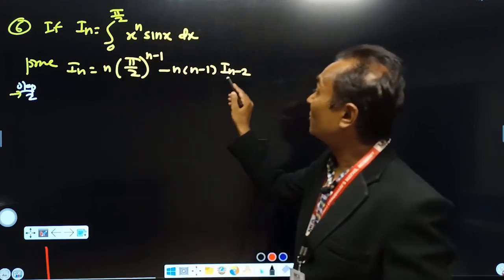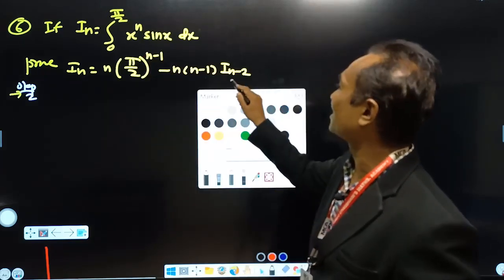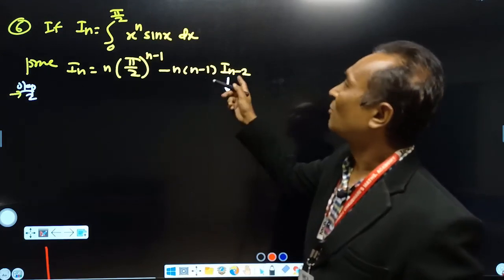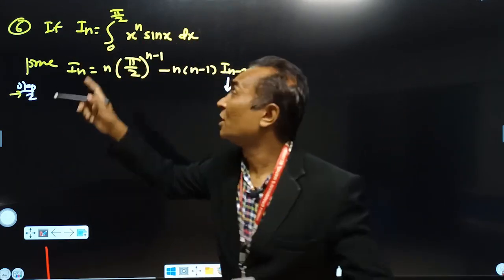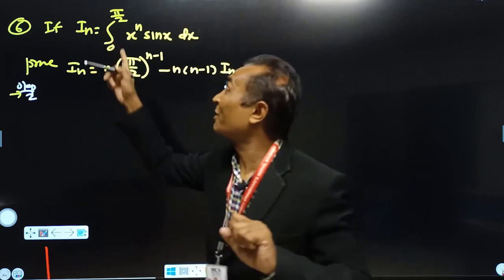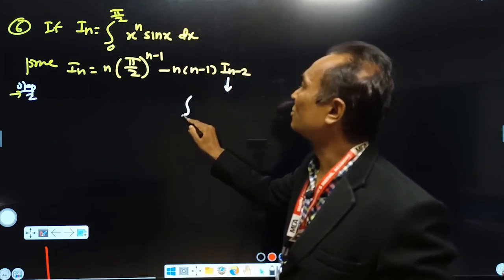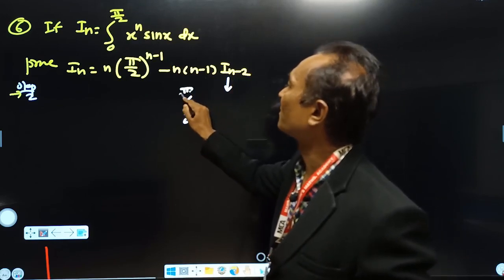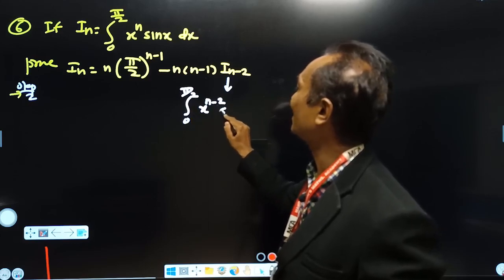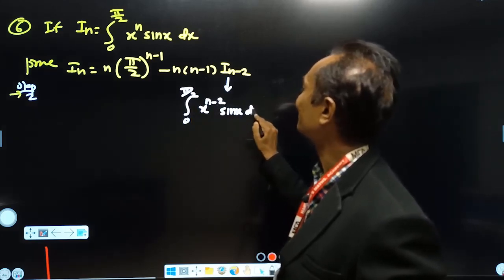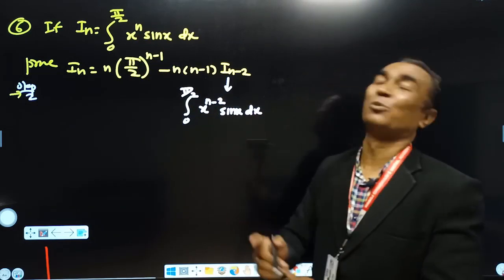Now we want the answer in terms of I_(n minus 2). What is the value of I_(n minus 2)? If this is I_n, what is I_(n minus 2)? Replace n by n minus 2. So we have the integral from 0 to pi by 2 of x raised to n minus 2 into sin x dx. So we reduce the power of x by 2.